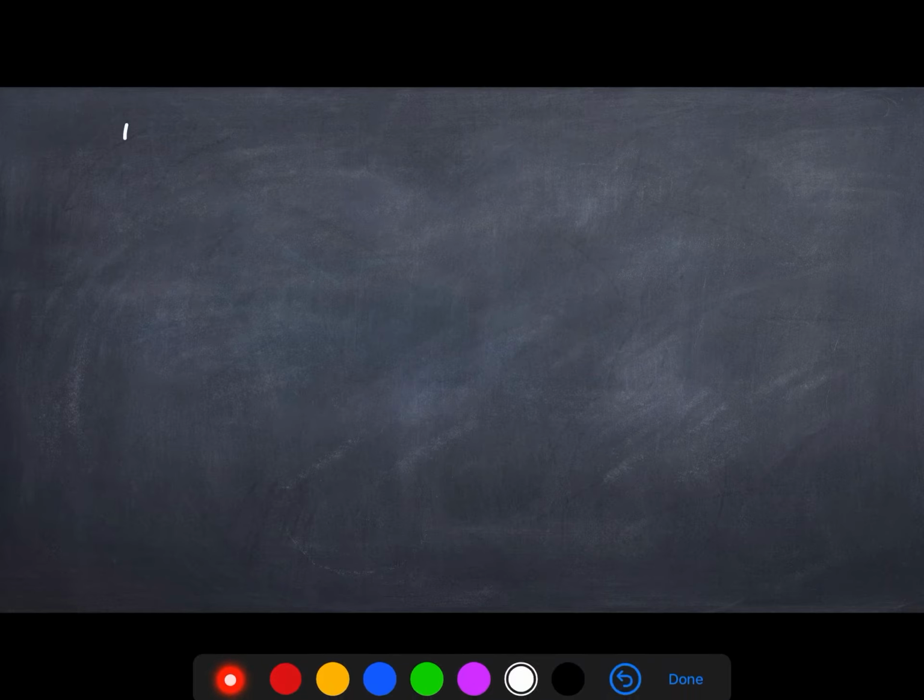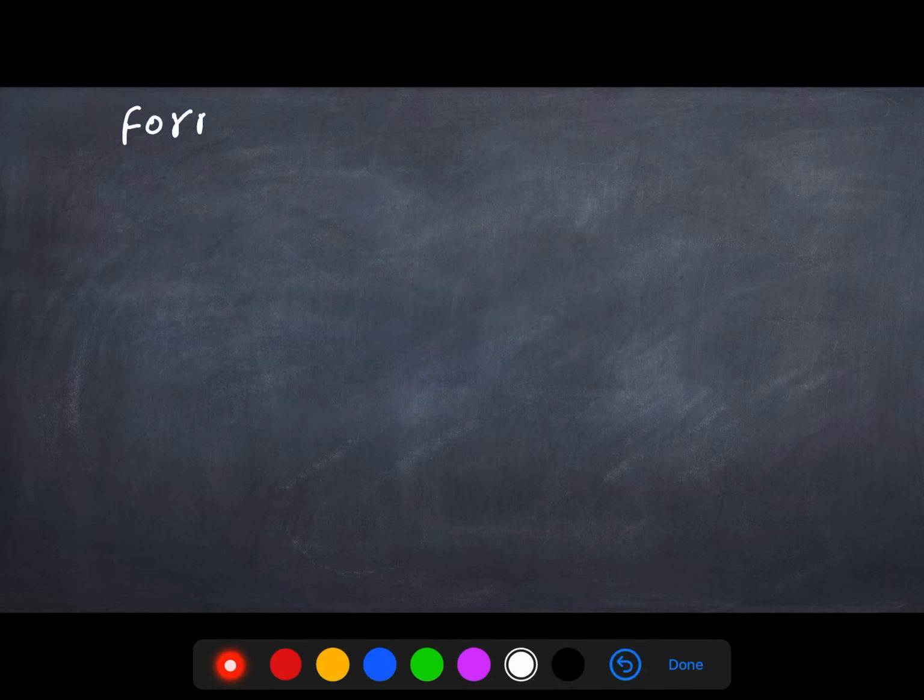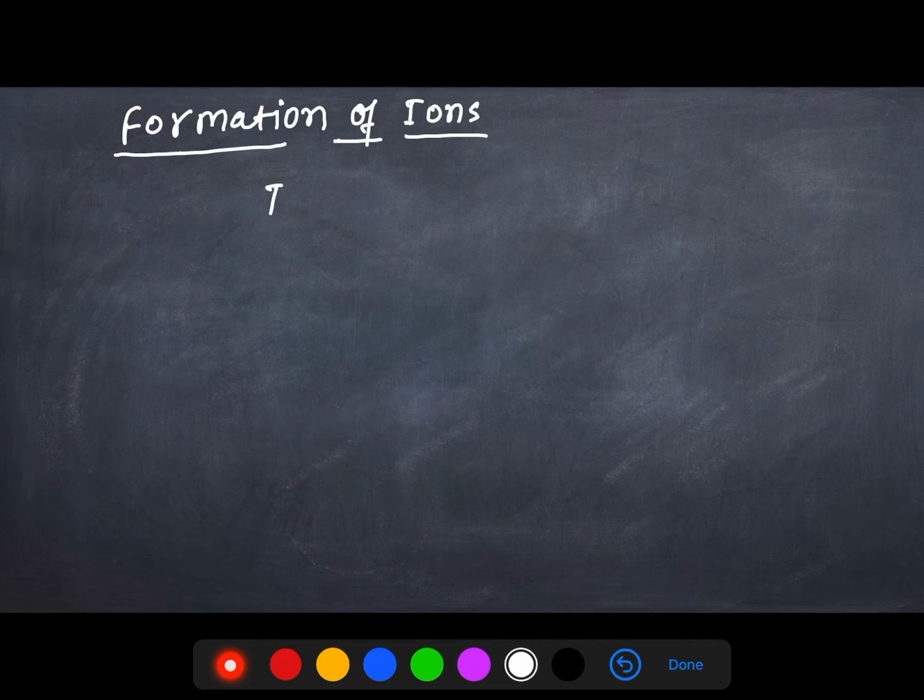Hello students, this is the third lecture in the NSEJS series. In the previous lecture we have already seen the concept of ions. In this particular lecture we are going to see how the ions actually form. So the formation of ions is going to be the topic for this lecture.